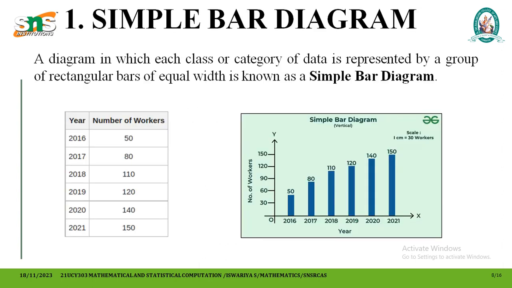So the first one is simple bar diagram. A diagram in which each class or category of data is represented by a group of rectangular bars of equal width is known as a simple bar diagram. Here the data is shown, so we have to draw a graph for the given data. So this is the graph for the simple bar diagram.